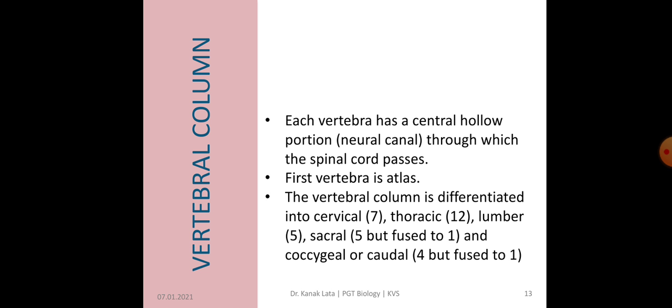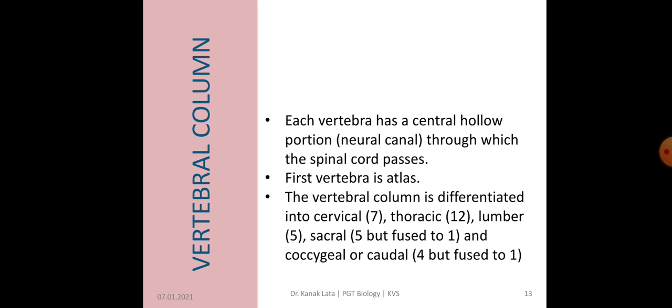Each vertebra has a central hollow portion, that is neural canal, through which the spinal cord passes. First vertebra is called atlas. The vertebrae are grouped into 5 categories. The number of vertebrae in these categories varies in different mammals.